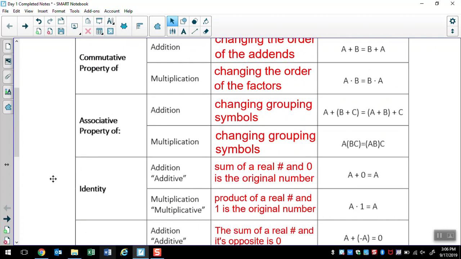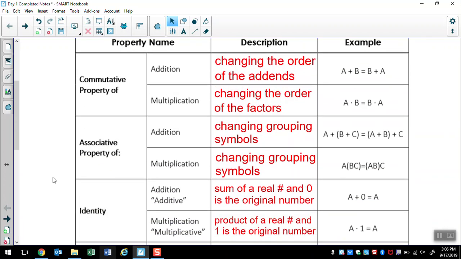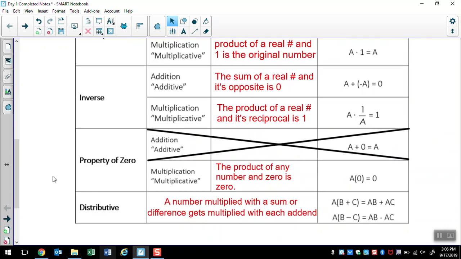All right, so those are the main properties. These are the properties that we use all the time. When we start looking at equations, these are the ones that we're mostly going to focus on.